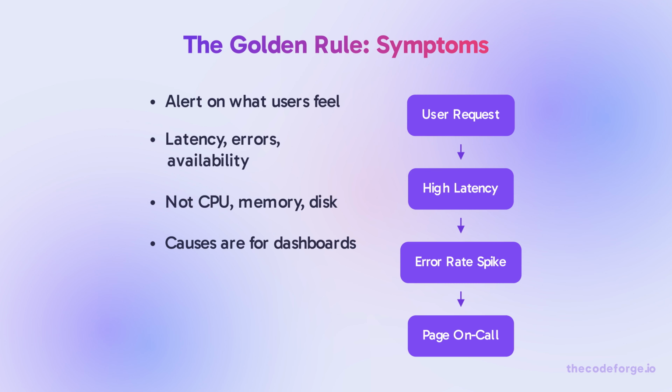The most common mistake is alerting on causes like CPU instead of symptoms like error rate. A high CPU alert doesn't tell the engineer what to do. A high error rate alert does. Always ask, would a user feel this?